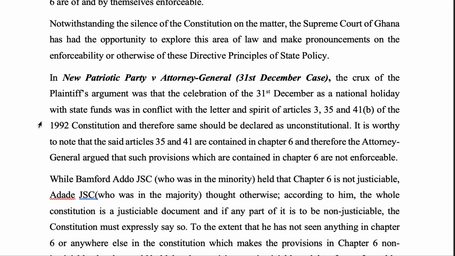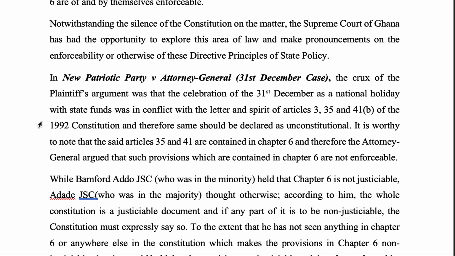So I shall continue reading. It appears we're on track. New Patriotic Party versus the Attorney General, 31st December case. The crux of the plaintiff's argument was that the celebration of 31st December as a national holiday with state funds was in conflict with the letter and spirit of Articles 3, 35, and 41B of the 1992 Constitution, and therefore same should be declared as unconstitutional. It is worthy to note that the said Articles 35 and 41 are contained in Chapter 6, and therefore the Attorney General argued that such provisions which are contained in Chapter 6 are not enforceable.